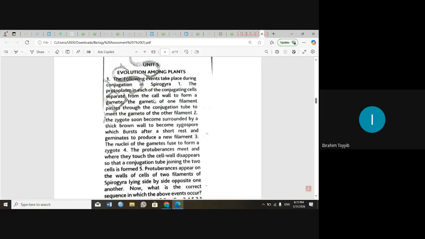So let's leave this first, so that I can explain. The following events take place during conjugation in Spirogyra. This is to tell you that Spirogyra can also carry out sexual reproduction by conjugation. We say that Paramecium can carry out conjugation, some fungi can carry out conjugation, and Spirogyra too can carry out conjugation.